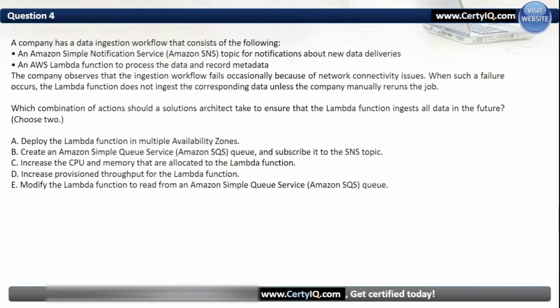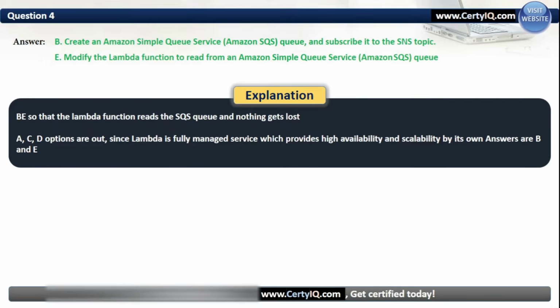The correct options are B and E, that is, create an Amazon Simple Queue Service queue and subscribe it to the SNS topic. Modify the Lambda function to read from an Amazon SQS queue. B and E, so that the Lambda function reads the SQS queue and nothing gets lost. A, C, D options are out since Lambda is a fully managed service which provides high availability and scalability on its own. Answers are B and E.